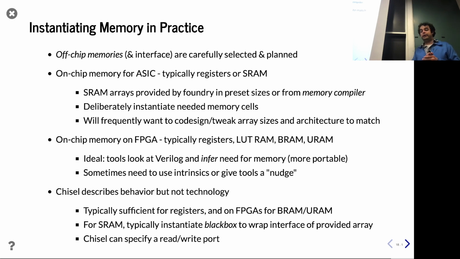They can figure out, oh wait, this logic is close to these BRAMs, so I should use these BRAMs. The other BRAMs are far away, and so instead of using BRAMs, I should use LUT RAM and be close. These are the kinds of things that tools can explore a lot better and a lot faster than you can as a human. So it's better to let them do that.